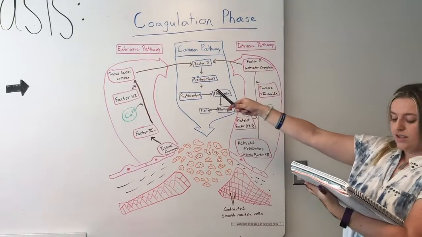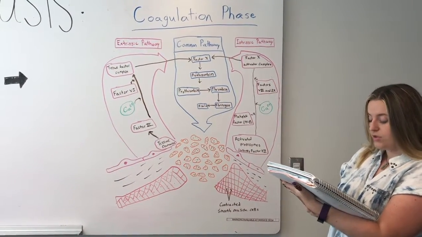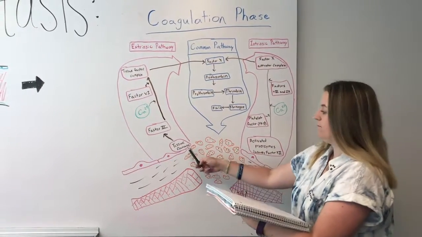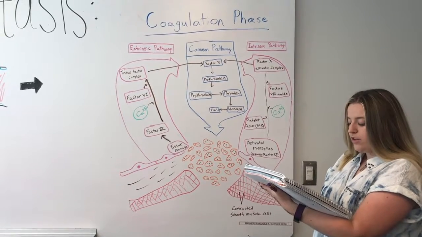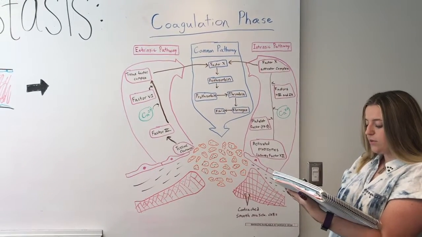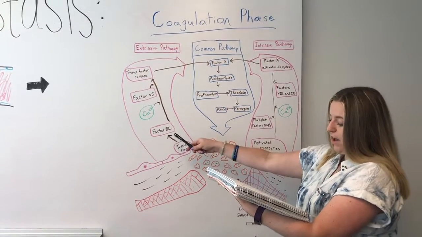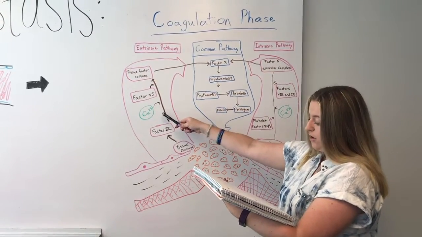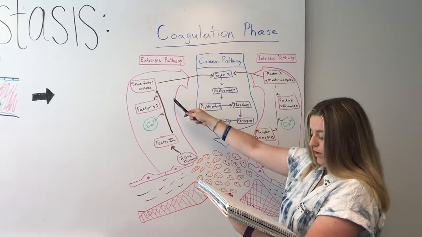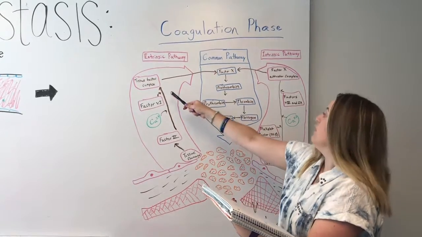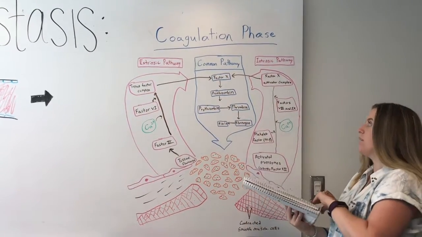The extrinsic pathway begins when damaged endothelial cells or peripheral tissues release factor 3. The greater the tissue damage, the more tissue factor is released and the faster clotting takes place. Factor 3 then combines with calcium and another clotting factor, factor number 6, to form an enzyme complex capable of activating factor X in the common pathway, which is the first step in the common pathway.